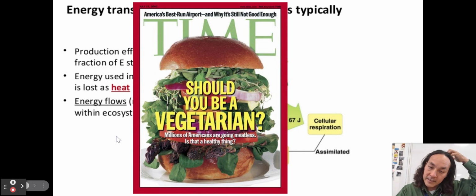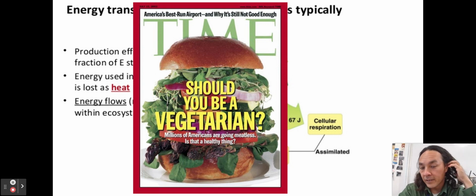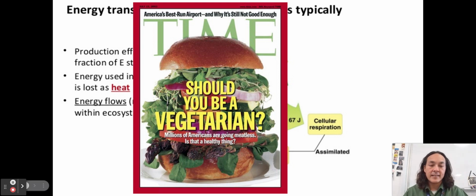So this is a good example of why maybe you should think about being a vegetarian, right? If we lose so much energy each level we go up in a food chain, it's a lot more efficient to eat producers than it is the consumers. And so it's amazing if you think about it, how much grain and water is used up to feed a cow, so that way you could eat a hamburger.